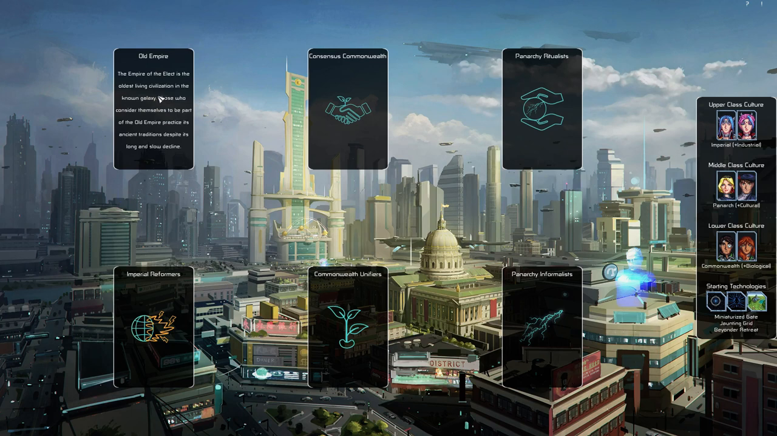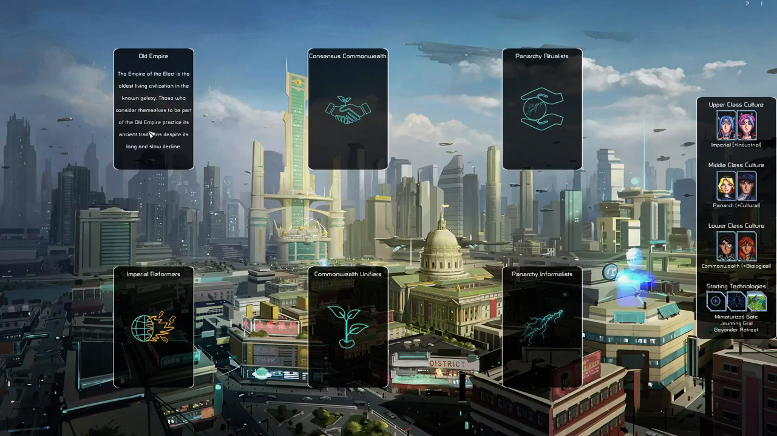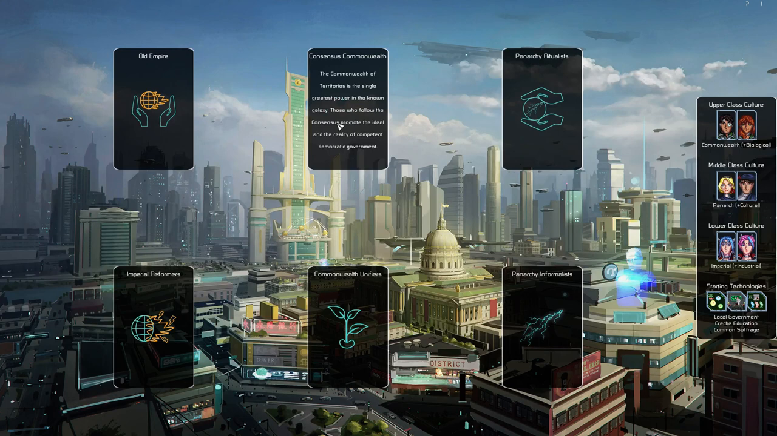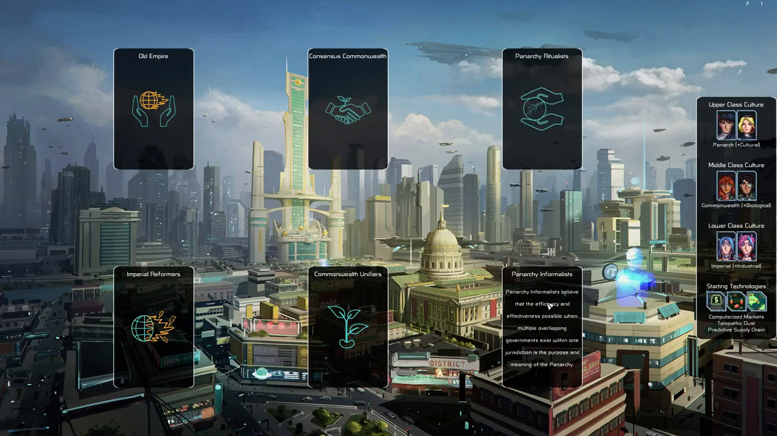This is the old empire. This is the oldest living civilization. As you can see, when I hovered over it, it had a little flavor text, but also, right here, look over here, on the right, it tells you the culture of the upper, middle, and lower classes, plus your starting technologies. So you can go through all of these, like your upper class here will be biological focused. And your upper class here will be cultural focused, and so on and so forth.